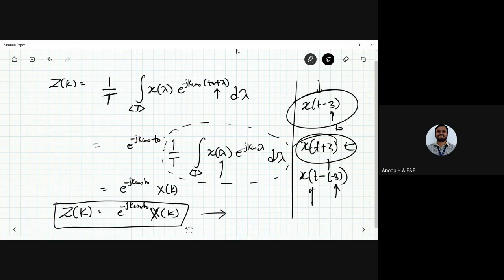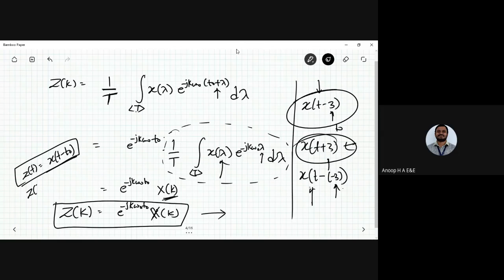So here I have a new variable that is present there, and that's the reason why I can call this x of k. All right, so z of k would be equal to e power minus j into k omega naught into t naught. So that is for the z of t which is shifted, x of t minus t naught.